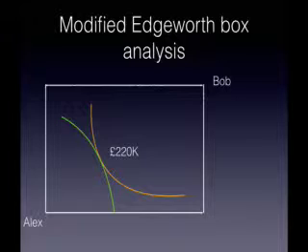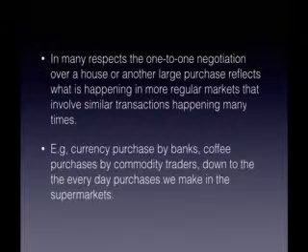Yeah, it's a one-off opportunity. You missed it. We miss opportunities every day in our lives that we're not thinking about, we don't see, we hear things and just don't listen, right? That's life. Now, just to finish this off, in many respects, what I'm saying here, the one-to-one negotiating over a house, the type 1 price discrimination, or another large purchase, reflects what is happening in more regular markets that involve similar transactions happening many times.